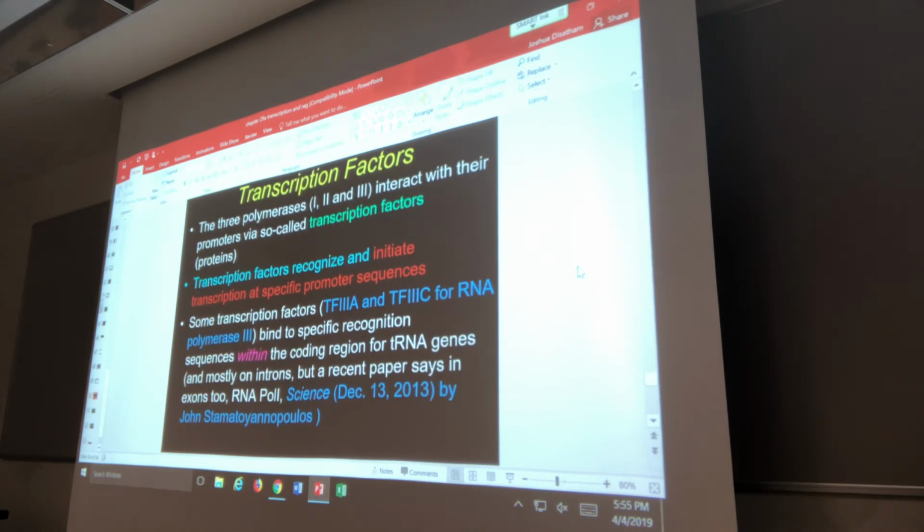Transcription factors, I already talked about that. There's more details here, but I gave you the general information that you needed. They are there to help regulate transcription. You need them in order to recruit RNA polymerase 2, or technically any RNA polymerase, to a particular site in the genome.